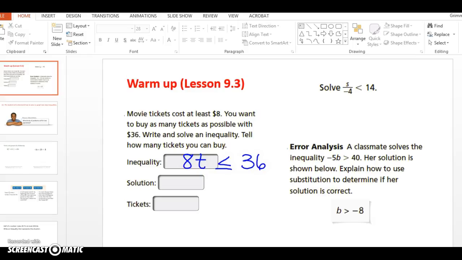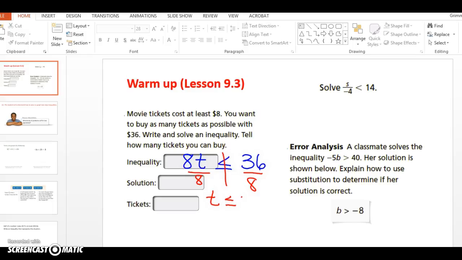Okay, I can think that. What else do I need to do mathematically? We divide both sides by 8. Good. Divide both sides by 8. So divide both sides. Divide by 8. Divide by 8. So T is less than or equal to how much?